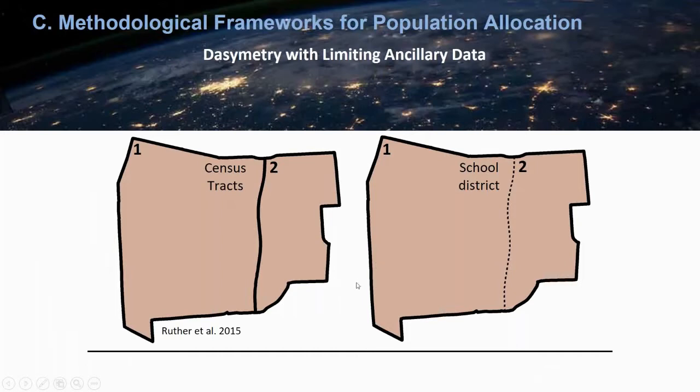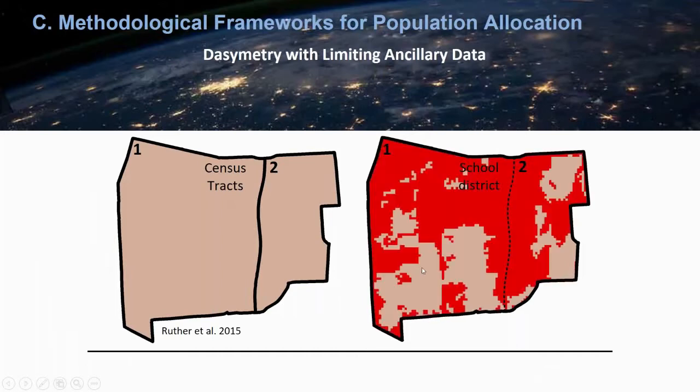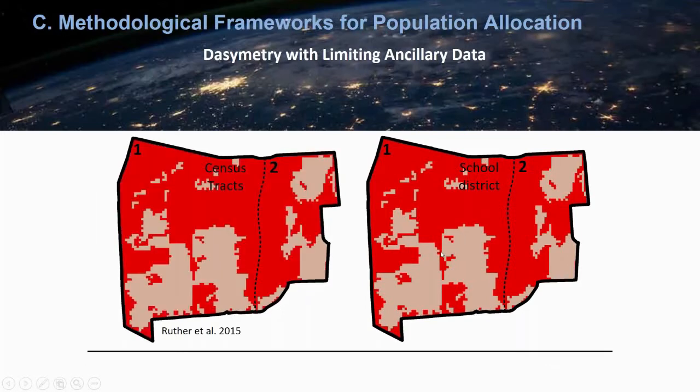To illustrate the same case of a school district, this time with a limiting ancillary variable. Here we have developed land. We assume, in this simplified example, students can only live where we have developed land. The effect is a very obvious one because we can now adjust area to a different value. It's just the area of developed land within that school district.